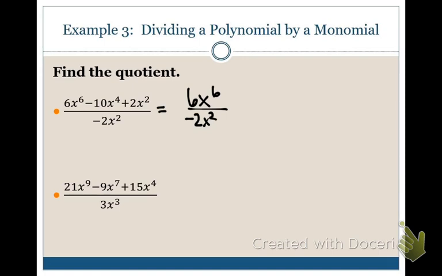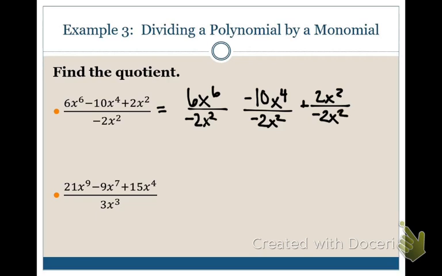How did I know that 6x to the 6th was going to be positive? How did I know when I wrote it down? Because in the original problem, it's positive. So what would I write next? Would I write plus 10x to the 4th or minus 10x to the 4th? Minus, because it's negative in the original problem. So minus 10x to the 4th, and then I divide it by the same denominator. I'm basically just splitting it up so I can divide each term in the numerator by the denominator.